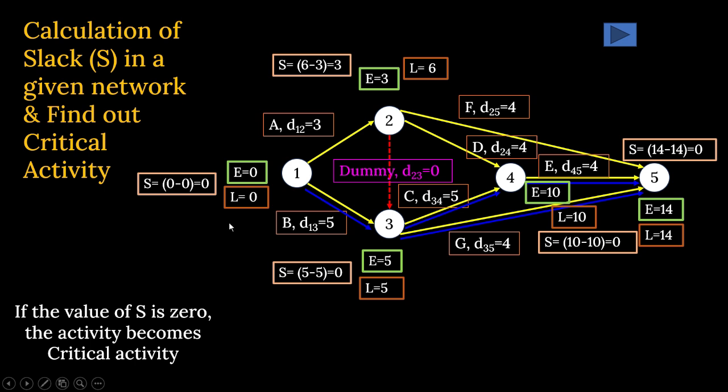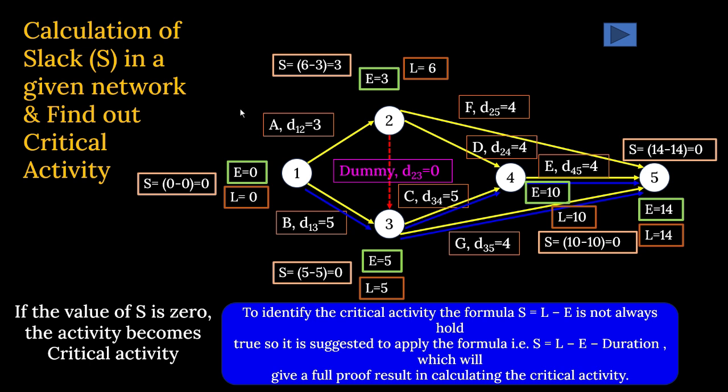So naturally, this slack calculation does not always hold good. This is not exactly a foolproof method. What we are saying out here is that to identify the critical activity, the formula S equal to L minus E does not always hold true. We can see this is a critical path, 1 to 3, 3 to 4, 4 to 5. Again, 1 to 3, 3 to 5 is also a critical path. Then which one is correct? So it is not holding good then.